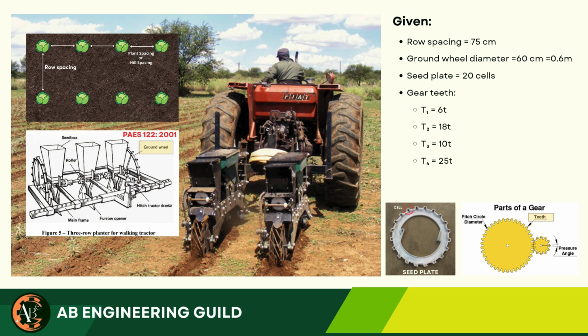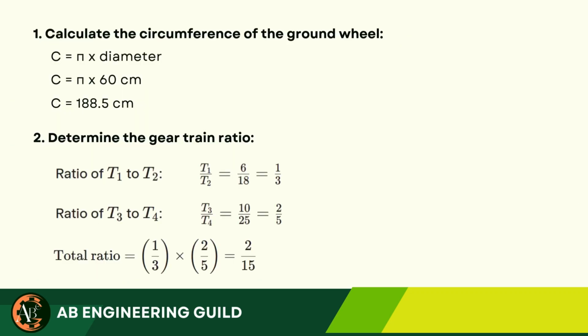Now let's go through the solution step by step. First, we calculate the circumference of the ground wheel. This tells us how far the planter moves in one full wheel revolution. If we didn't know this, we couldn't measure the planting distance accurately. Next, we determine the gear train ratio. This is the product of the ratios between connected gears. It tells us how many times the seed plate rotates for every one turn of the ground wheel. Without this ratio, we wouldn't know how often seeds are dropped.